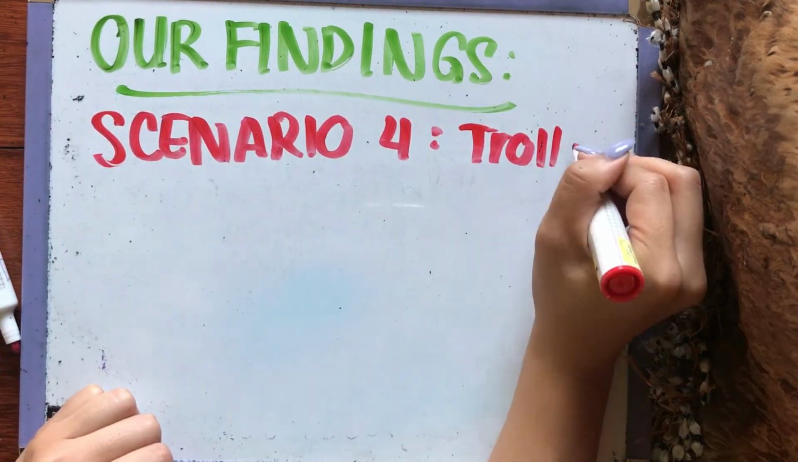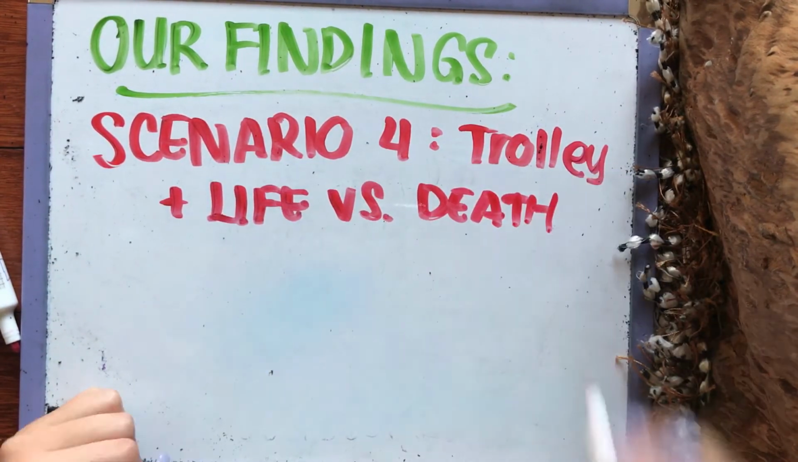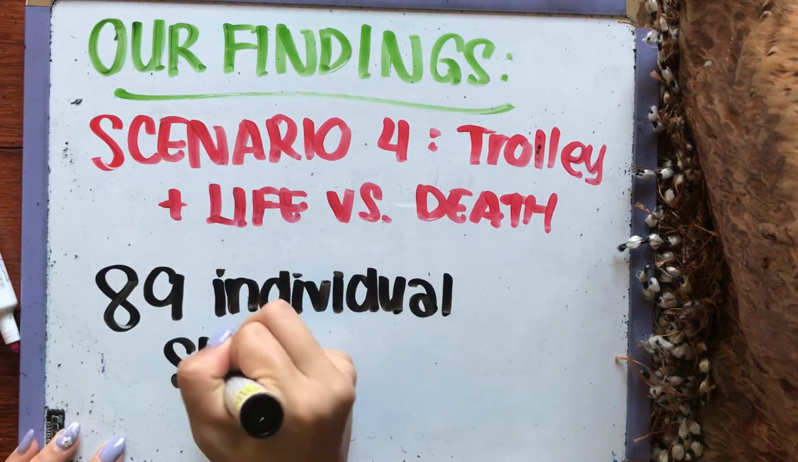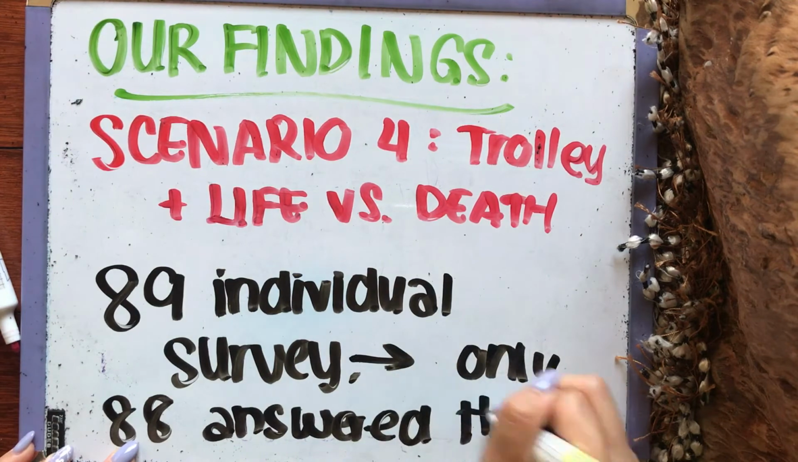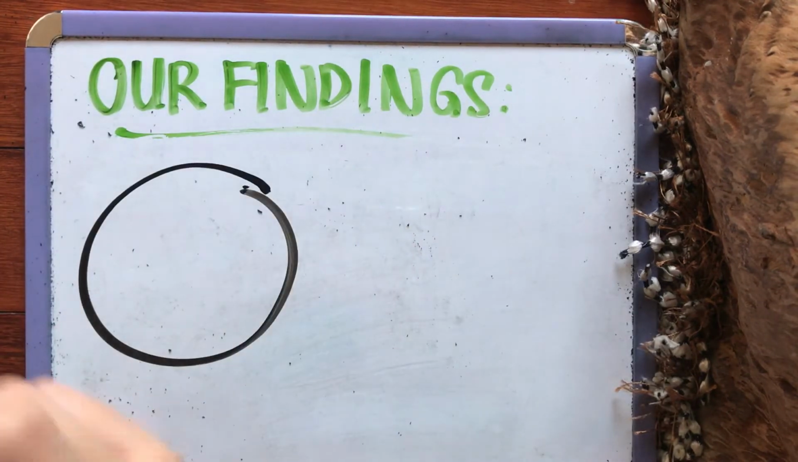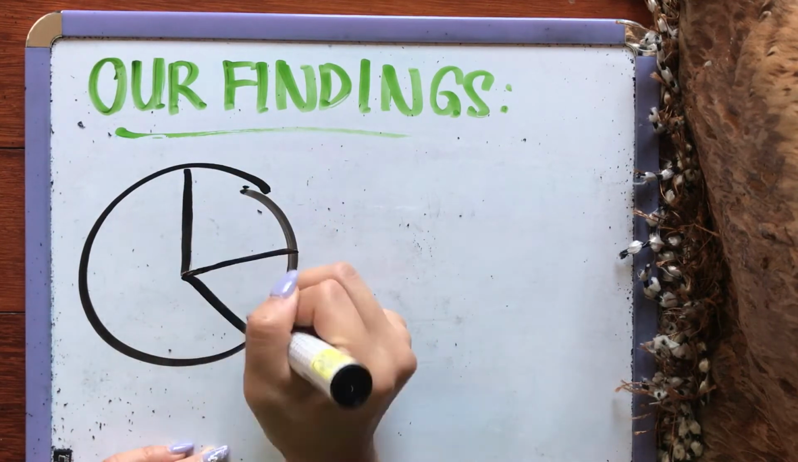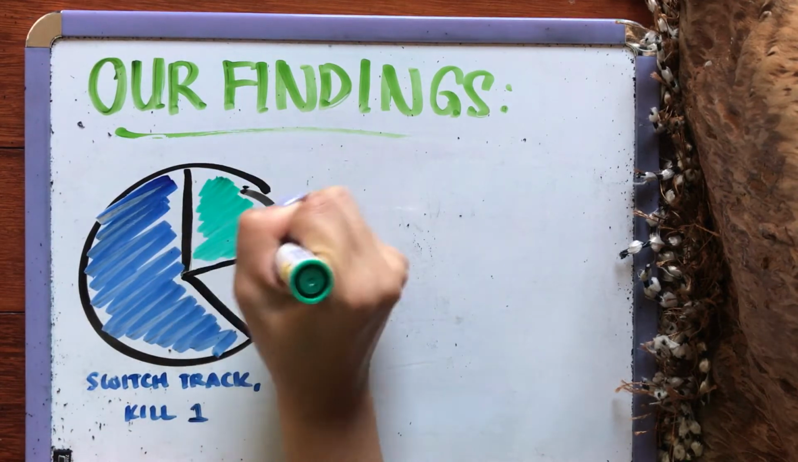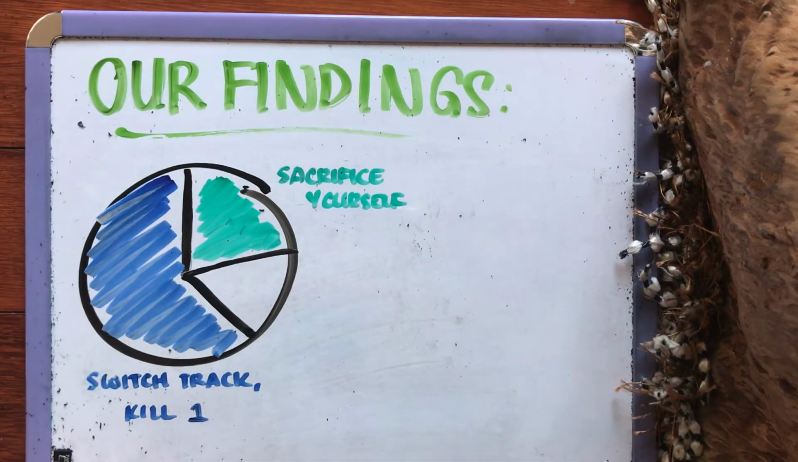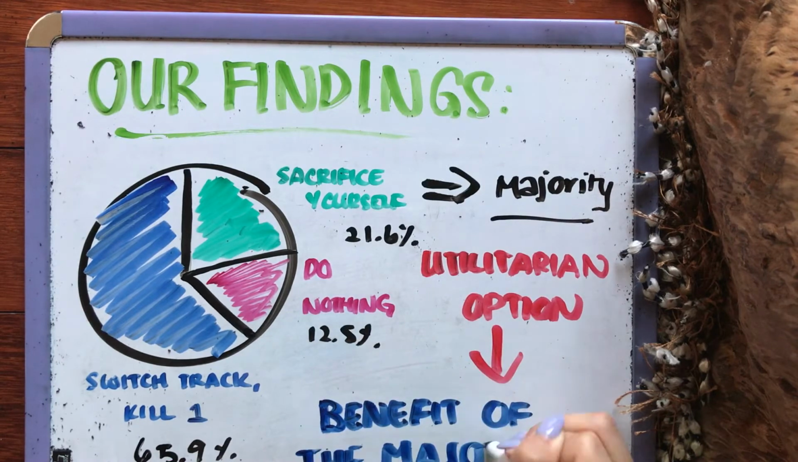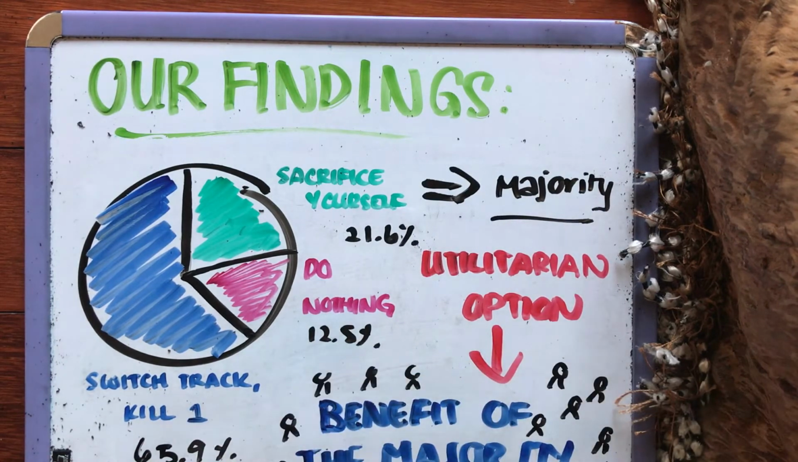Scenario 4 is a perverted take on the trolley problem, which was originally devised by Philippa Foot in 1967. Although we received 89 responses for the previous scenarios, we received only 88 responses for the trolley scenario. Perhaps the 4th scenario was too gruesome for the survey takers to choose an option. 65.9% opted to switch the train's path, killing the 1 person, while 21.6% opted to jump in front of the train, sacrificing themselves. 12.5% chose to do nothing, leaving the 5 to die. This shows that most survey takers chose to take the utilitarian option, considering the benefit of the majority.